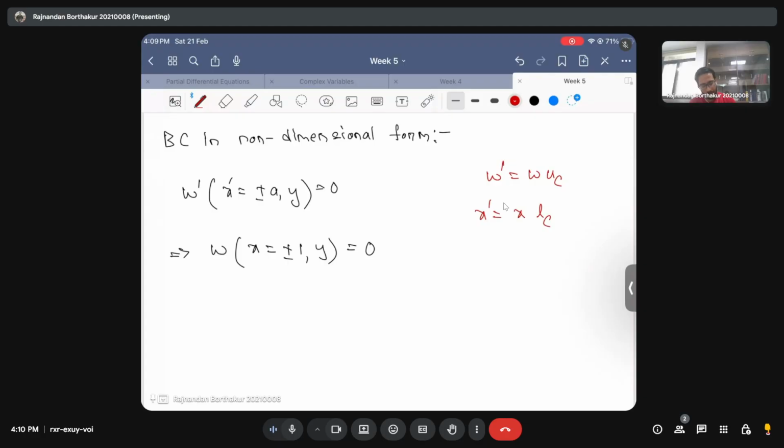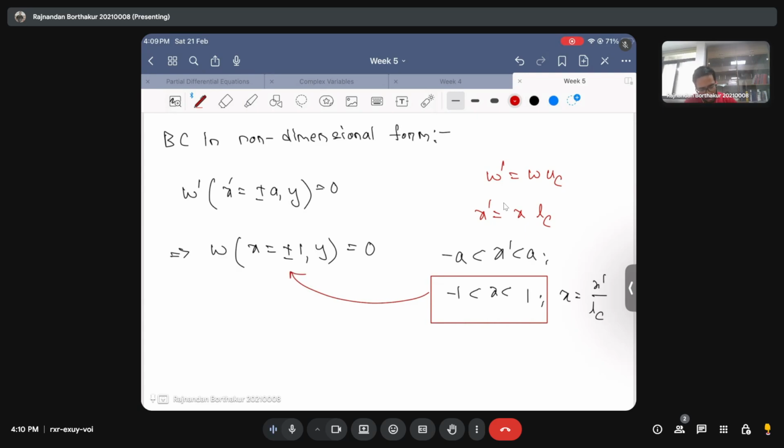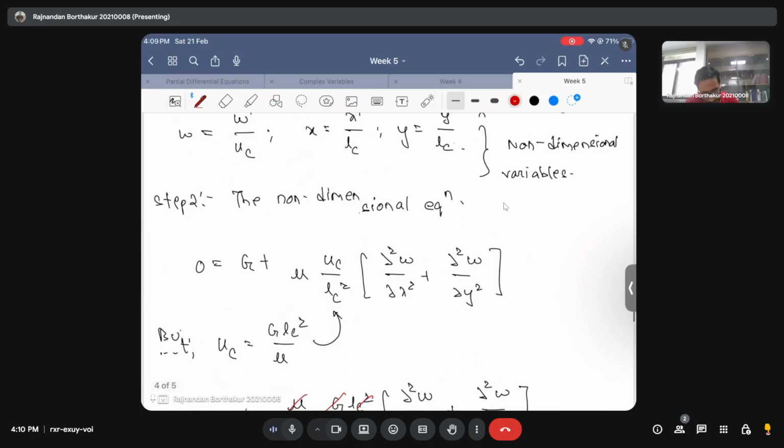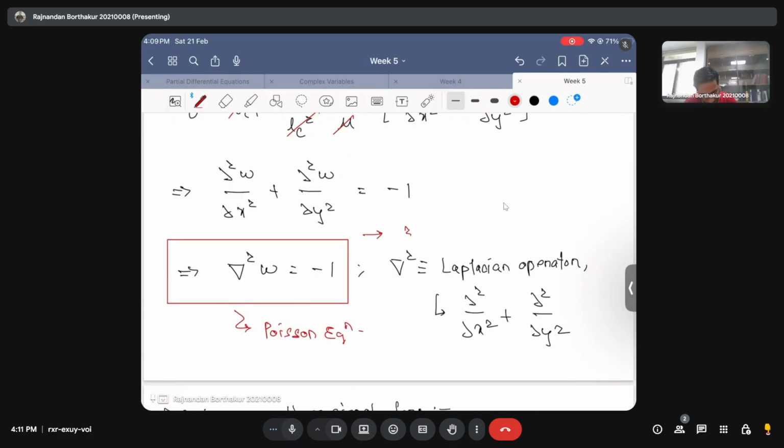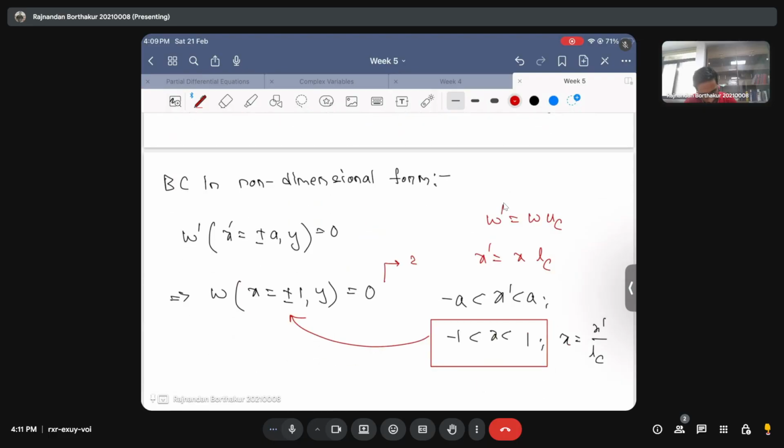And I know that when x prime basically goes from minus a to a, or equivalently minus b to b, because your a is equal to b, I know that my x will basically go from minus 1 to 1, because x is just going to be equal to x prime by lc. Okay, that's precisely what I have been using here, basically. Okay, so this is going to be your boundary condition in the non-dimensional form. Maybe I should name the equations. Okay, maybe I'll name this as 3. I'll name this as 3a.